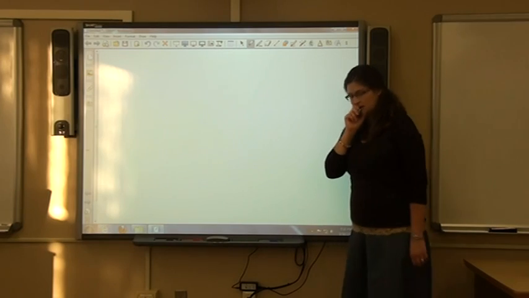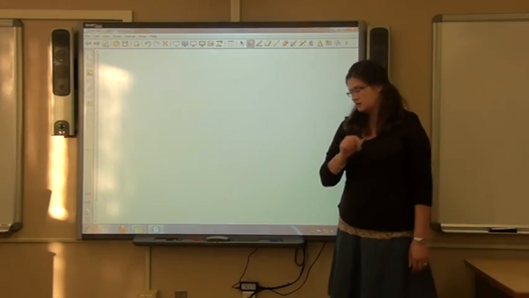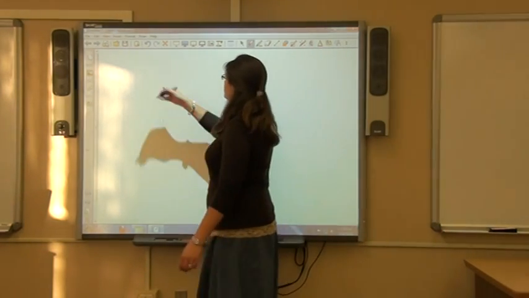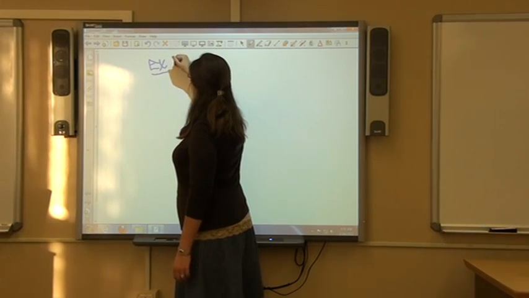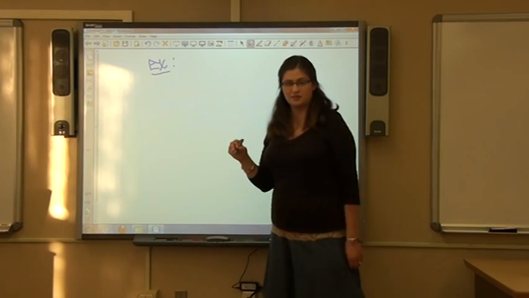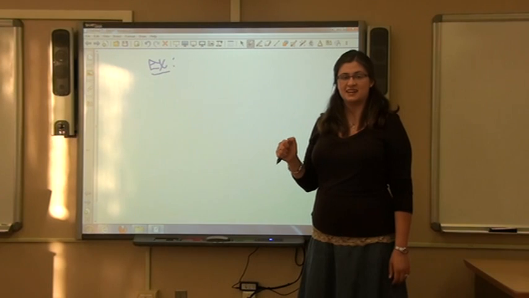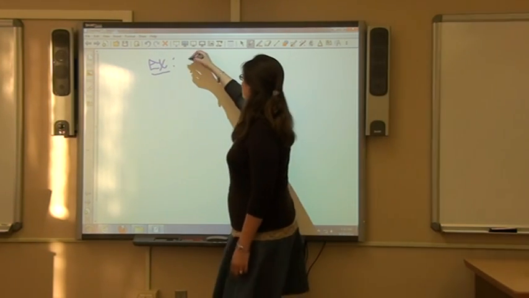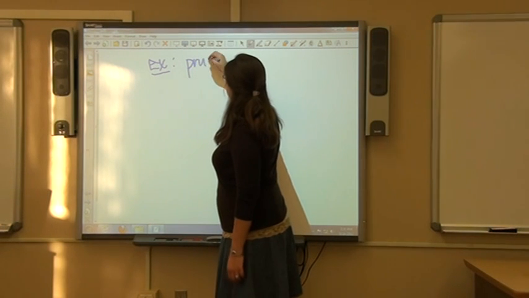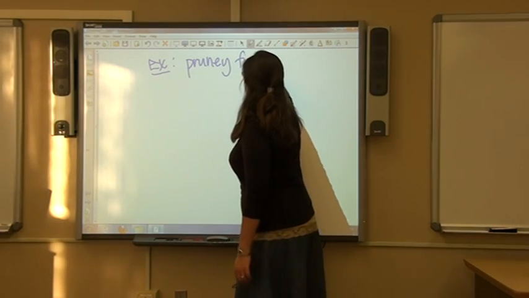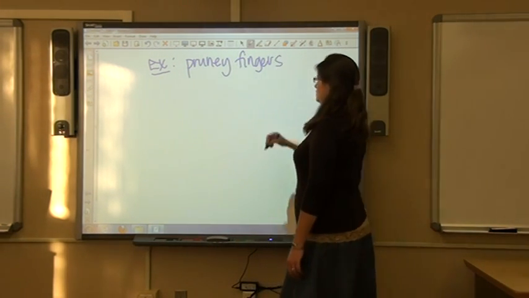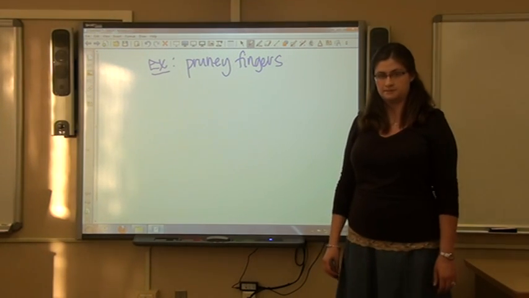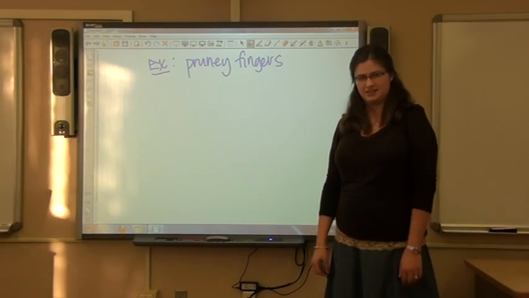Okay, so let's talk about why this is important. I'll give you an example. My little boy, who's 3.5, knows that when his fingers are pruny, it's time that he's clean. It's time to come out of the bath. So your example for osmotic pressure is pruny fingers. Okay, so what does that mean?